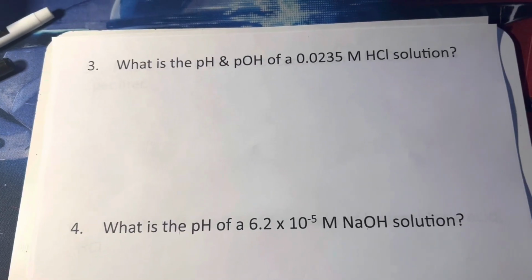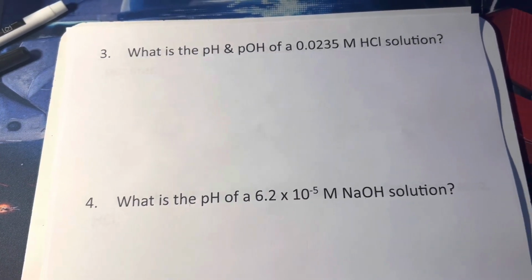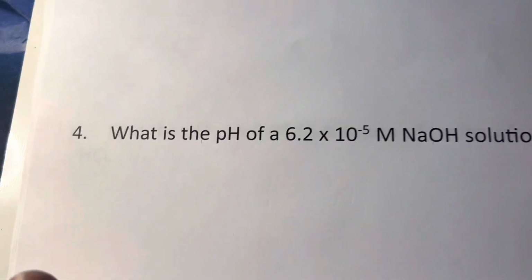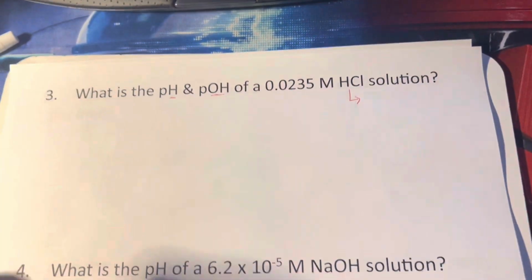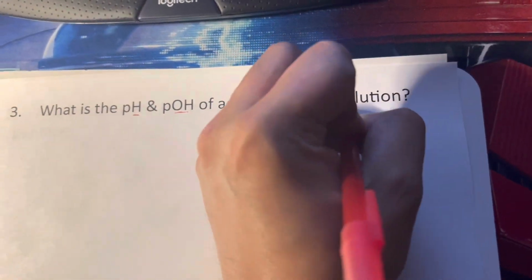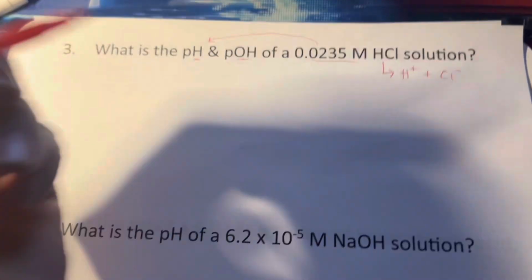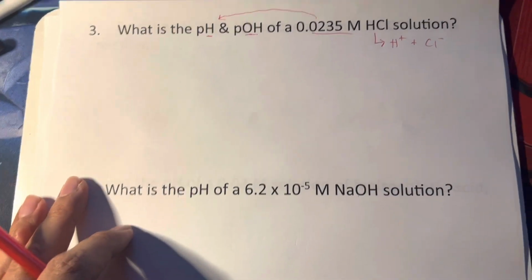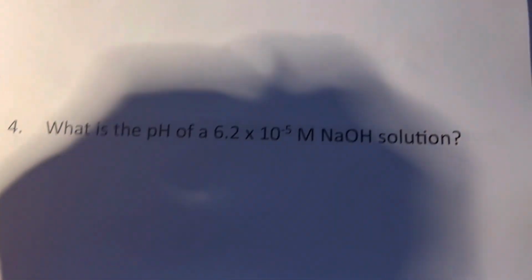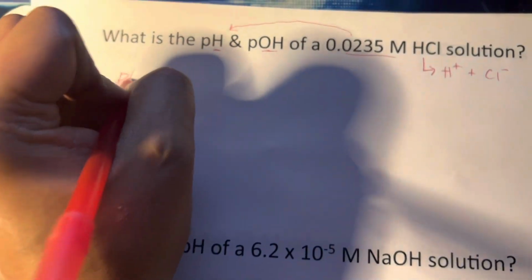Question 3 in your notes. What is the pH and pOH of 0.0235 molar HCl solution? Just so we're clear, this says HCl. When HCl is put into solution, it ionizes into hydrogen and chloride ions. The pOH concentration is related to the pH, but how do you get the pOH? There are different equations for that, and we'll see which one we need to use. The first thing we can calculate is the pH.